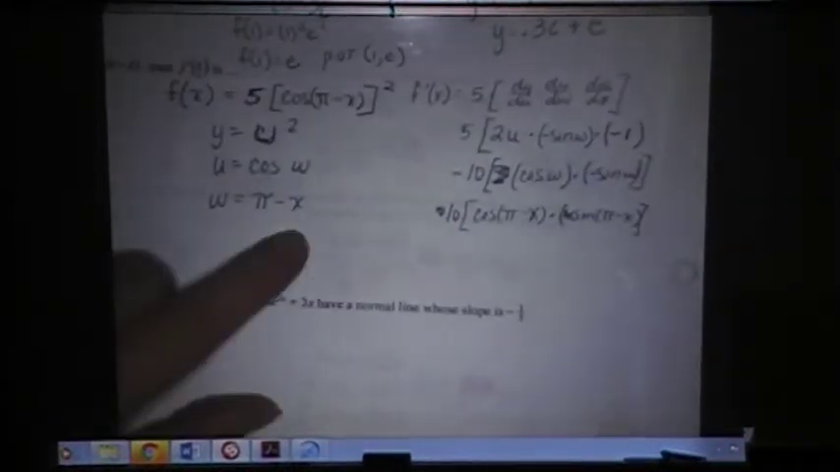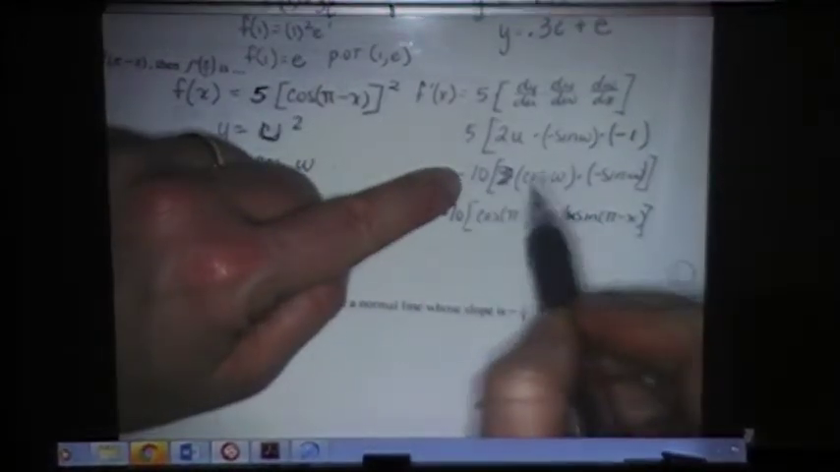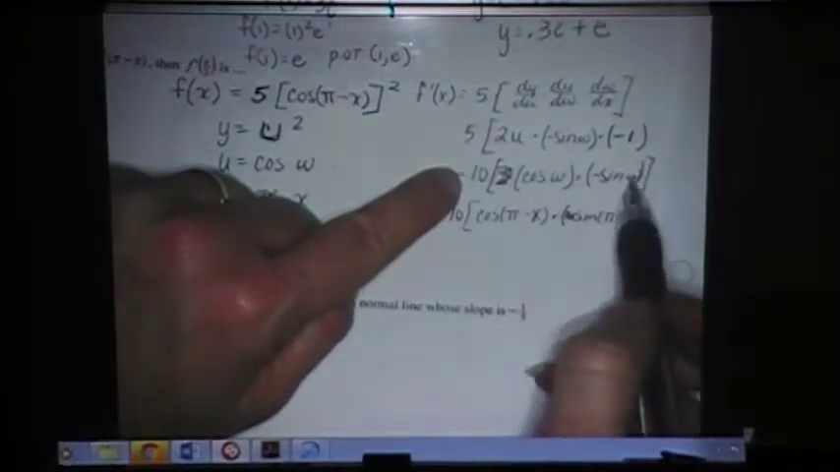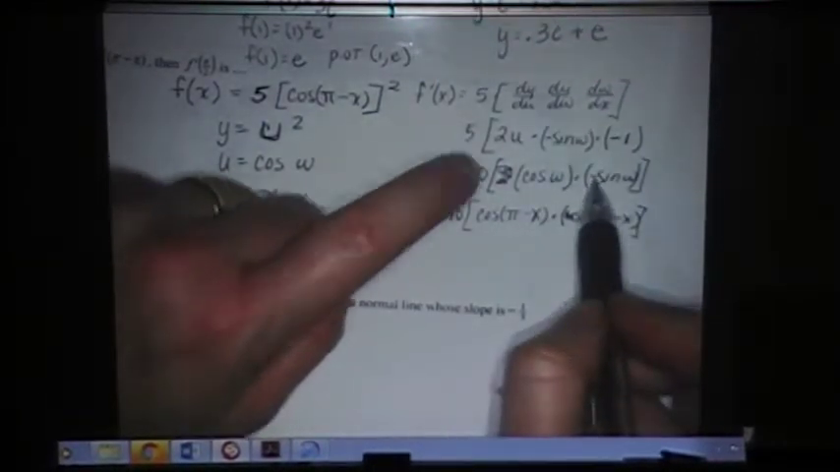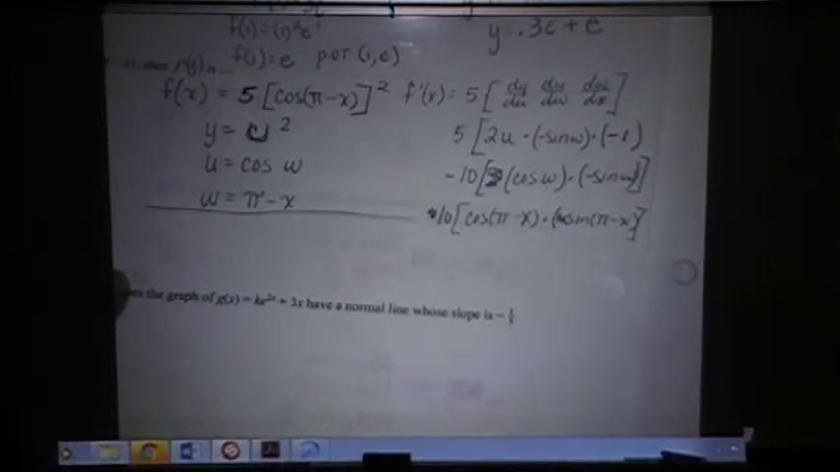Okay, so do you see what I did? I multiplied my 5, my 2, and my negative 1, and got the 10. Just plugging back in what u was and what w is, and I realized I have a negative and a negative, so now my 10 is positive. Now, we have to find this at pi over 2. So I'm going to change what color I'm writing in now that I'm starting to plug in. That way maybe it'll keep it all straight.